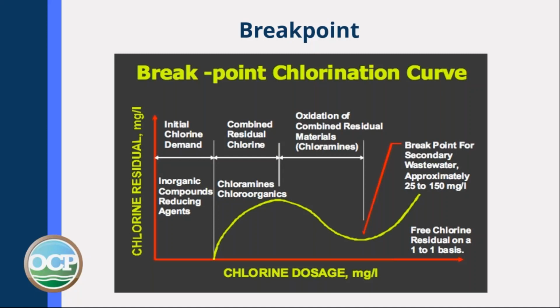You go back to the bottom again, and then every free milligram per liter of chlorine you add will show up in your residual. The break point for secondary wastewater after treatment is approximately 25 to 150 milligrams per liter.